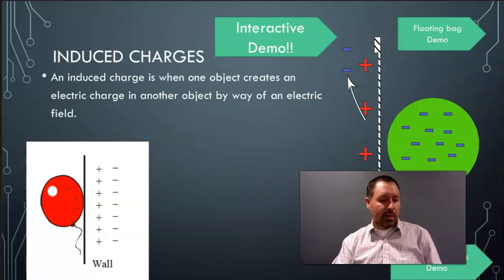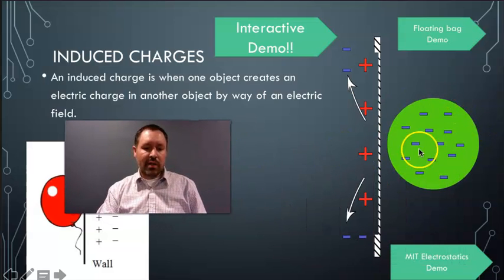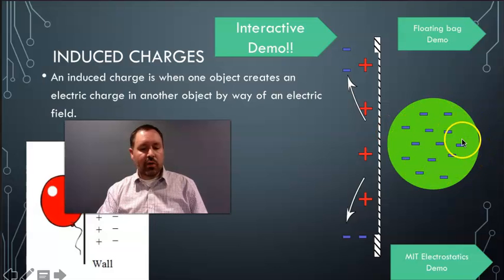Let's talk about induced charges next. An induced charge is a charge when an object creates an electric charge in another object by way of an electric field. That sounds really complicated. Let's break it down. If we look over here, we've got this ball. Let's call it a balloon or something like that. And we've got this wall right here. We're going to say this wall is a conductor, maybe a metal or something like that. I'm not entirely sure. But this ball is overall negative.